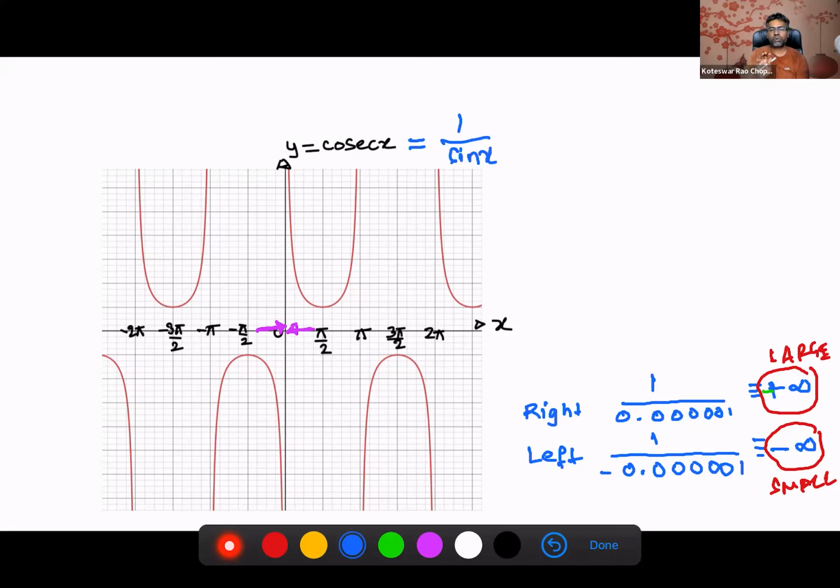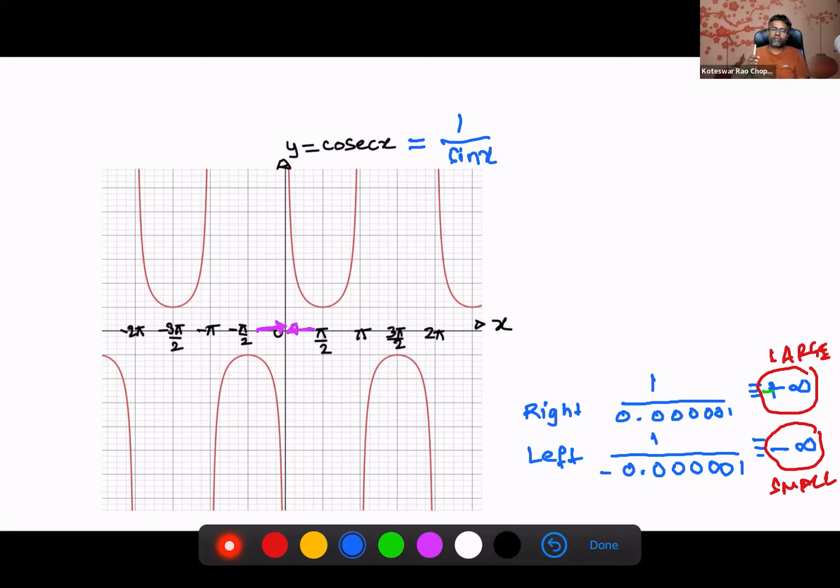When you take a very, very small value, your sin x will also be very, very small because you're on the unit circle. If your angle is very close to zero, you're almost on the x-axis, so the point is near the x-axis. So your sin x value, which is nothing but the y coordinate, is still close to zero. That is why I'm using, for example, 0.00001.